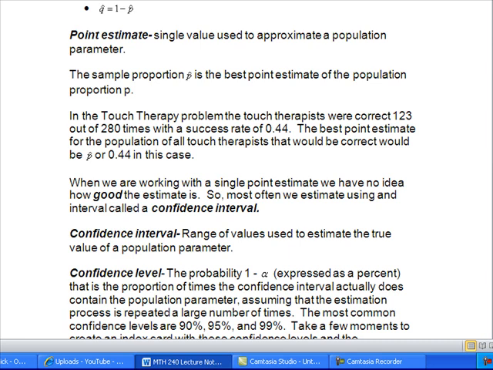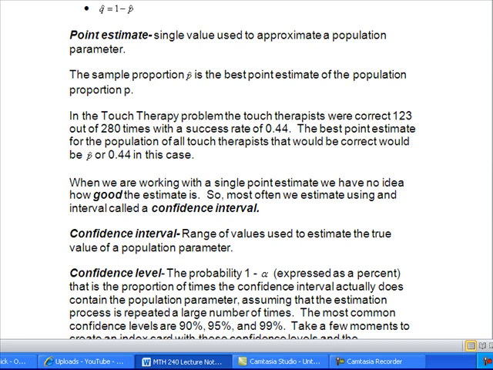When we're working with a single point estimate, we have no idea how good the estimate is. So very often, in fact most often, we'll estimate using an interval that's called a confidence interval. A confidence interval is a range of values used to estimate the true value of a population parameter.